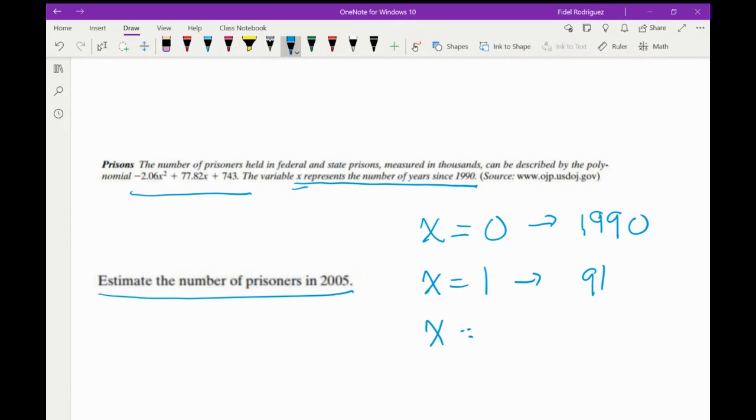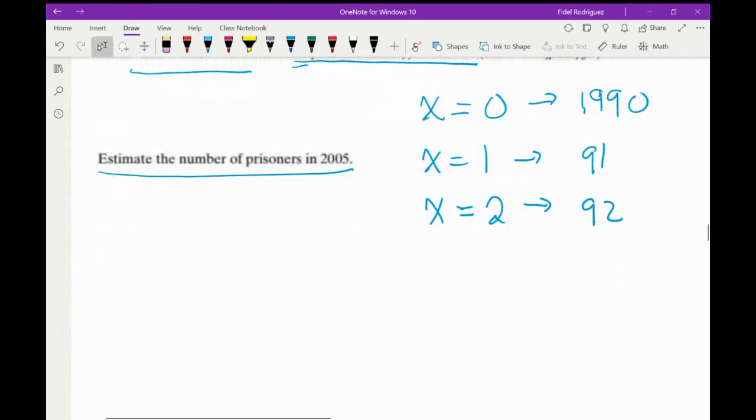And when x equals 2, that's going to refer to the year 92, and so on and so forth. And what we're trying to figure out is what value of x is going to correspond to the year 2005. Would anybody know what value of x would correspond to 2005? If 0 means 1990, and if x equals 1 means 1991, and if x equals 2 means 1992, and so on and so forth. Anybody know what value of x would correspond to 2005?